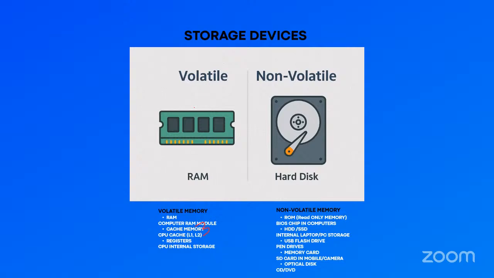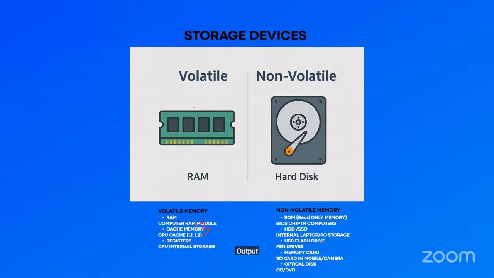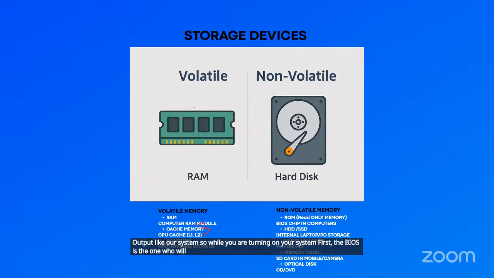The ROM will store some set of instructions. It needs to never be deleted from that particular chip, whether the power is on or off. The same as BIOS. The BIOS means basic input output system. So while you are turning on your system, first the BIOS is the one who will perform. It needs to align all the hardware peripherals to coordinate, and it will help to start up the computer easily.